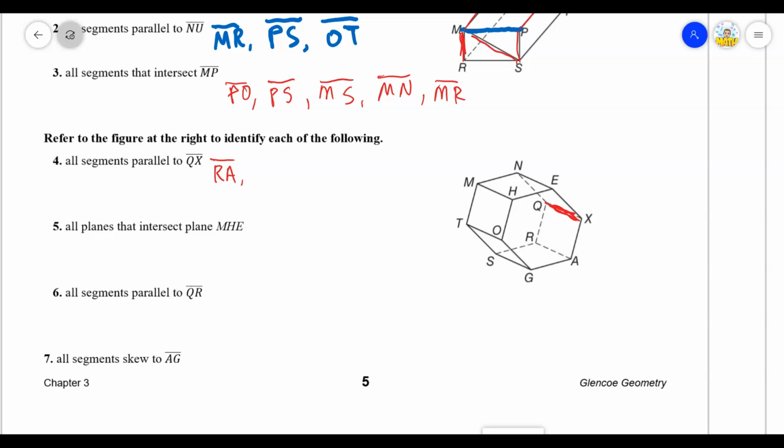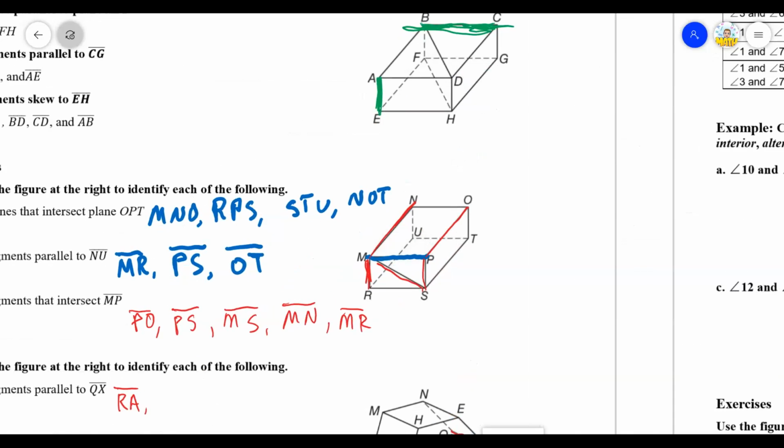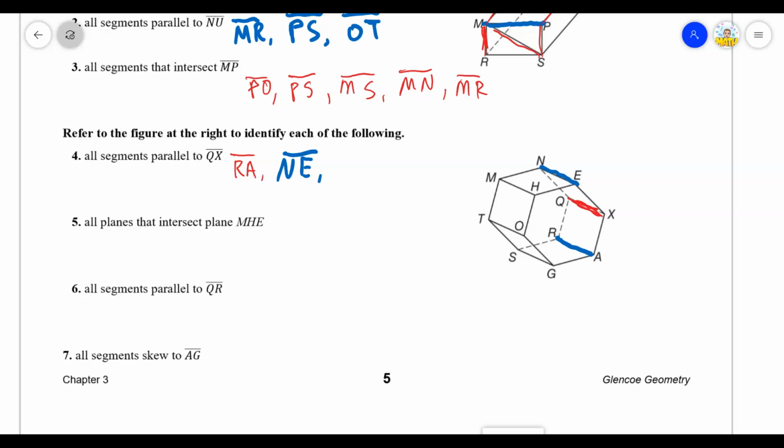So we'll label them in blue. Let's look at RA. It's going to be parallel to it. I think this segment here, NE, would be parallel to it if we look closely. And this one is definitely going to be parallel to it. This segment here would run parallel to it. That's MH.